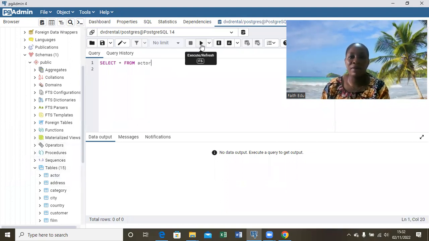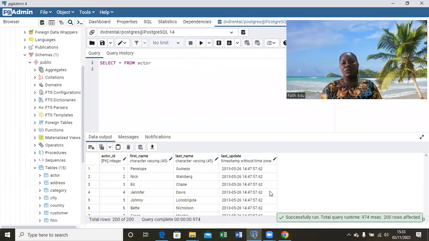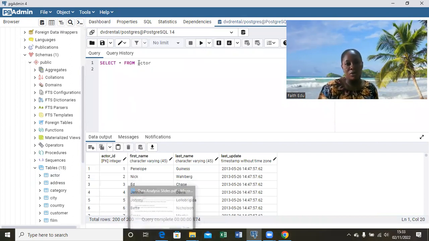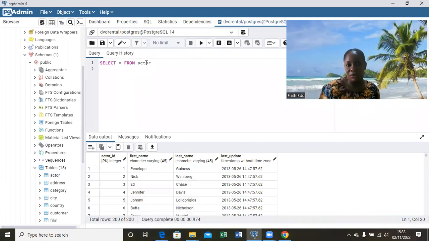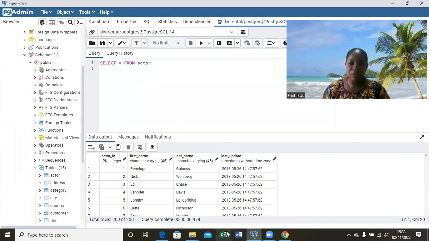Remember, you have to run your query to get your result. So you can see SELECT star. Even if I change this to small letters, it will still give me the same result, so it's not case sensitive. But if I change the actor to all caps, it will give me an error message, because I would have missed out on the syntax principles of this structured query language. So let's go back to our lesson.